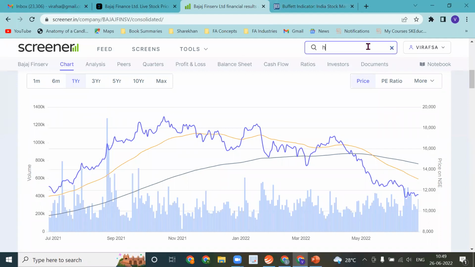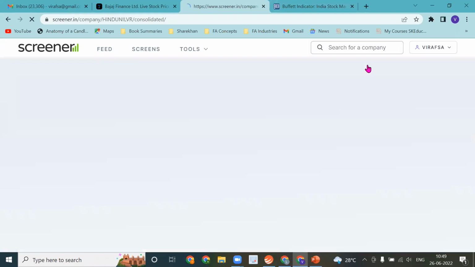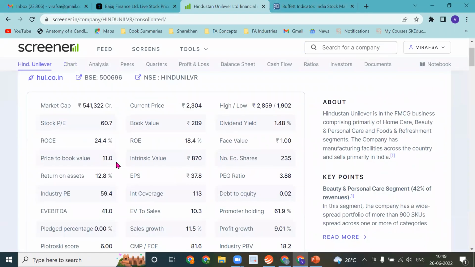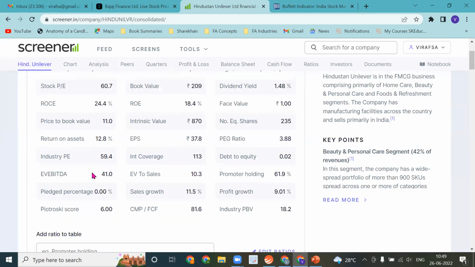Here is Hindustan Unilever. ROCE, ROE, good. PB little high, stock expensive, intrinsic value around 870, current price 2304. It is a market leader, no doubt it has to be expensive. All that is telling me it is good. PEG ratio is little high, around 1.5 to 2. It is little difficult to sustain the earnings growth.